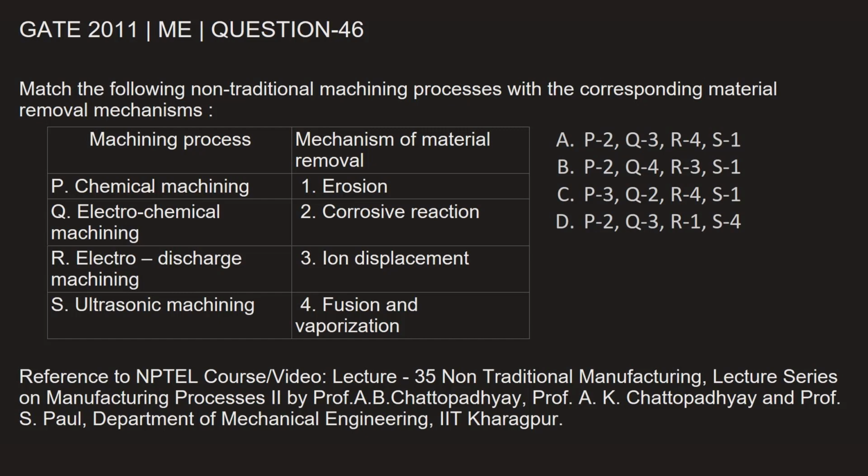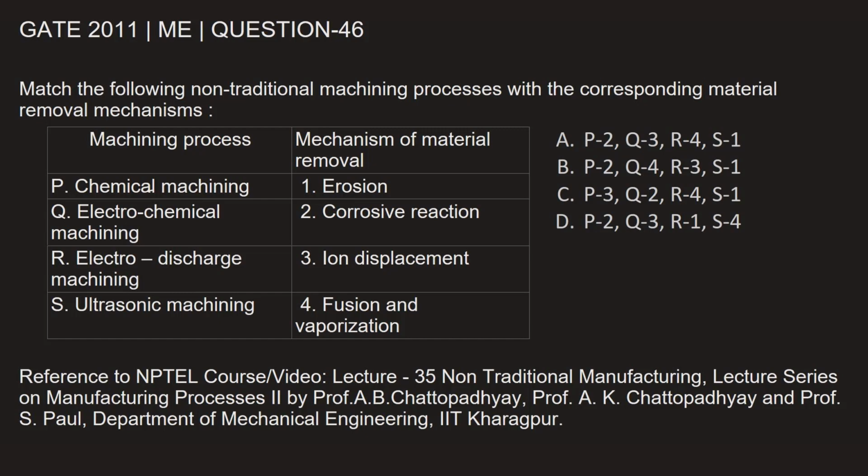This question is from GATE 2011 Mechanical Engineering paper, question number 46. Match the following non-traditional machining processes with the corresponding material removal mechanism. The machining processes that are given are P. Chemical machining, Q. Electrochemical machining, R. Electro-discharge machining, and S. Ultrasonic machining.